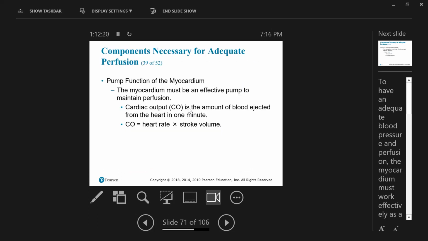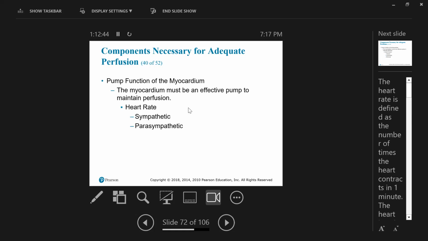Okay, pump function of the myocardium. The myocardium must be an effective pump to actually maintain perfusion. Cardiac output is the amount of blood that's actually ejected from the heart in 1 minute. So cardiac output equals heart rate times stroke volume. And stroke volume is the amount of blood that goes out in one pump.